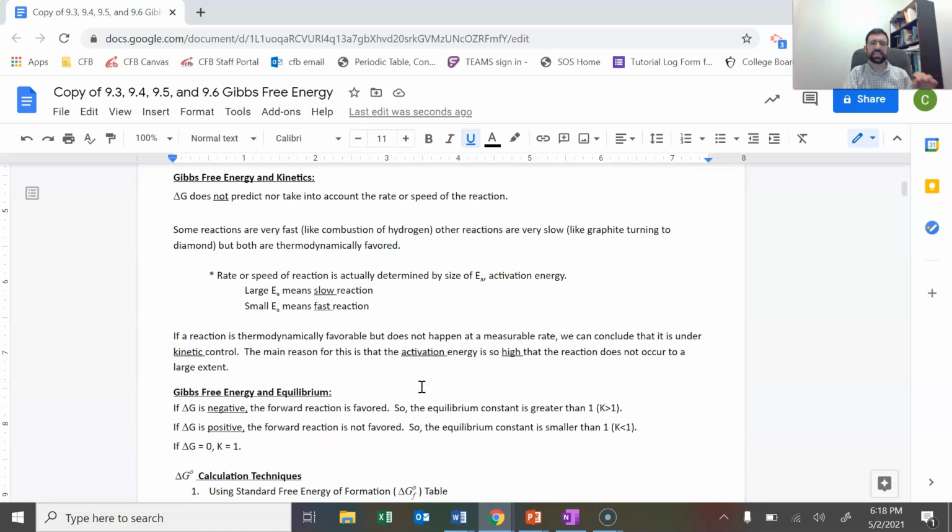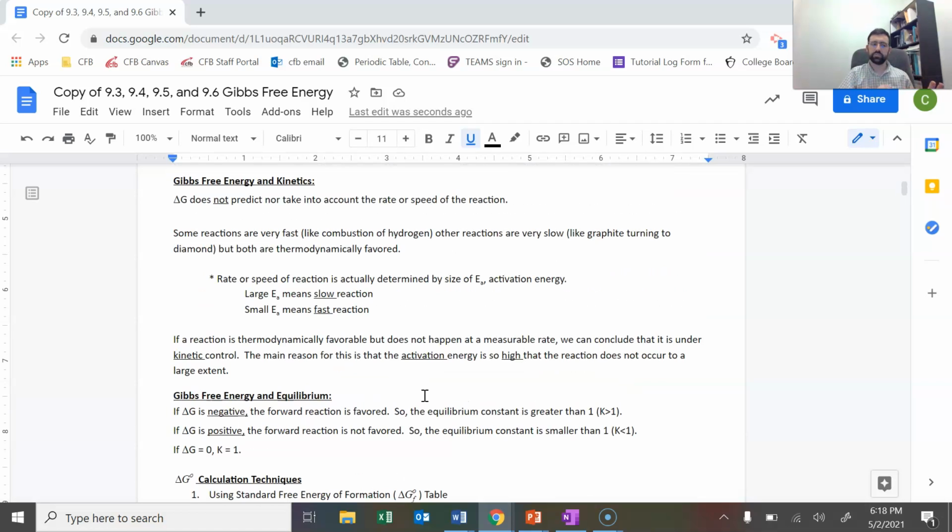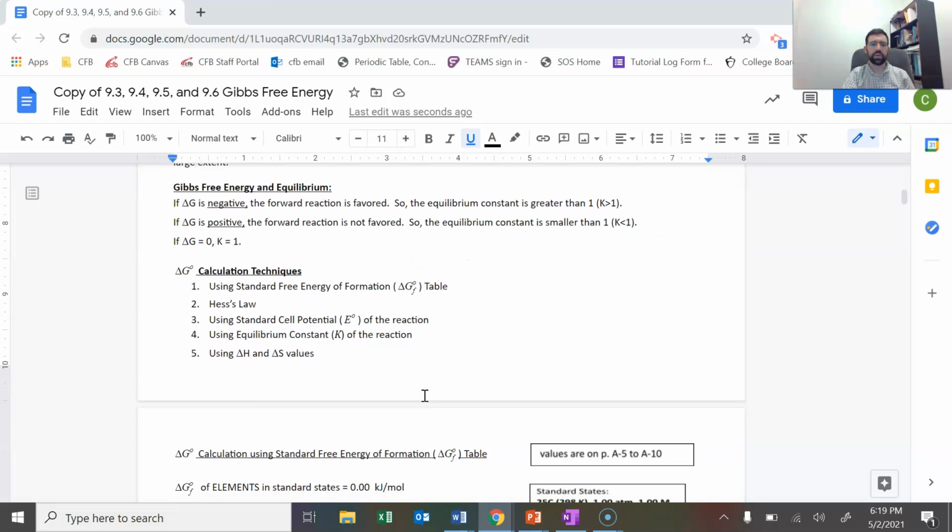So those are two separate things we have to consider. Not only whether or not it's thermodynamically favorable, but whether it happens so slow that it's not measurable, and that has to do with how high the activation energy is. Okay, and then we get into Gibbs free energy and equilibrium. There's another connection between this and a prior unit. Equilibrium was a tricky unit, but there's one thing that we're going to touch on right here. I hope that it rings a bell and that you definitely remember this.